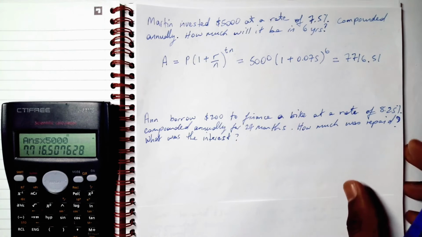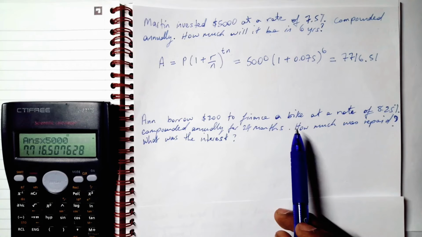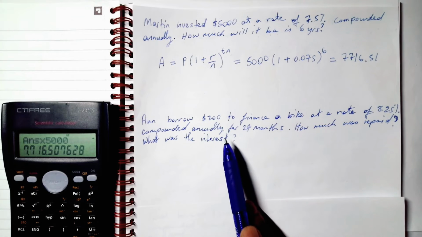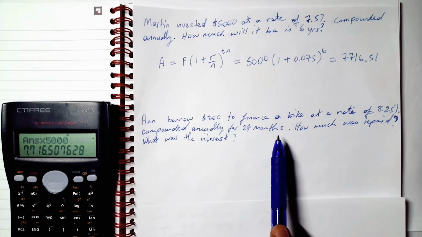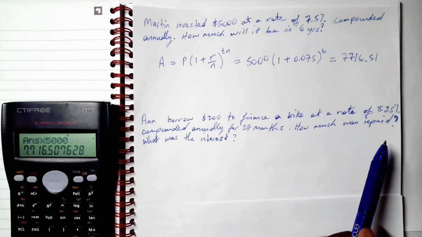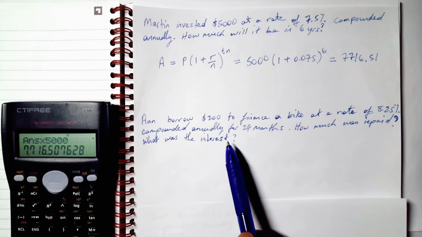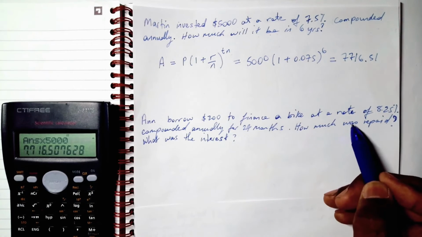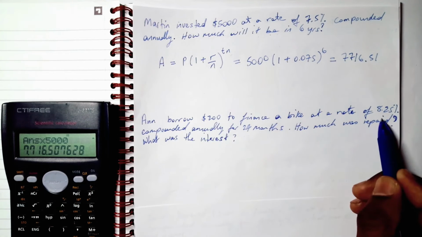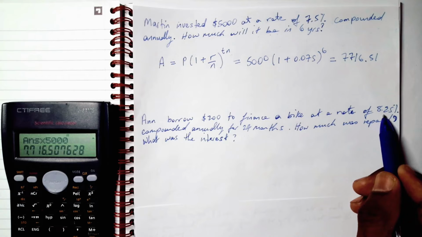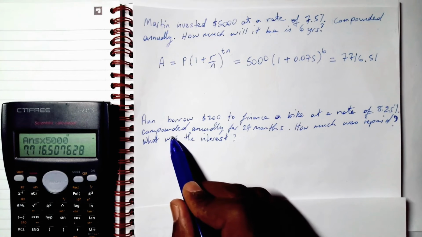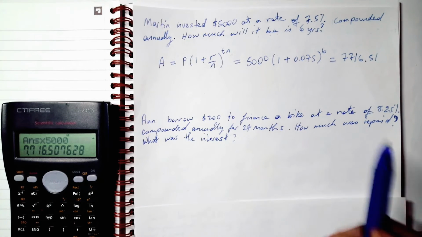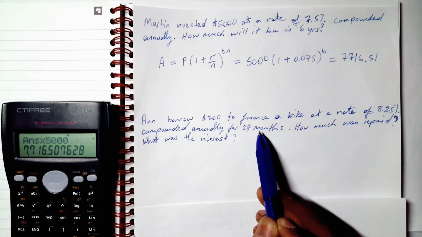Anne borrowed $200 to finance a bike at a rate of 8.25% compounded annually for 24 months. How much was repaid? That's one question. What was the interest? She borrowed 200 principal, interest rate 8.25, compounded annually. Compounded annually means n is 1, and you will see why in the next couple of examples. Compounded annually for 24 months.